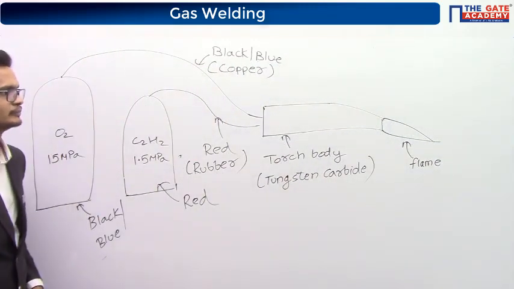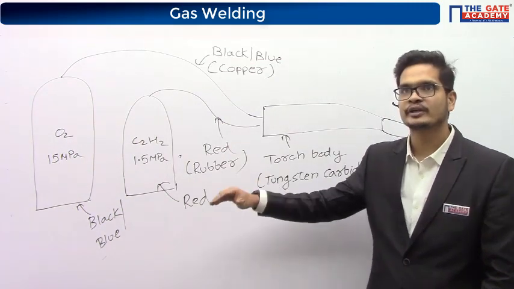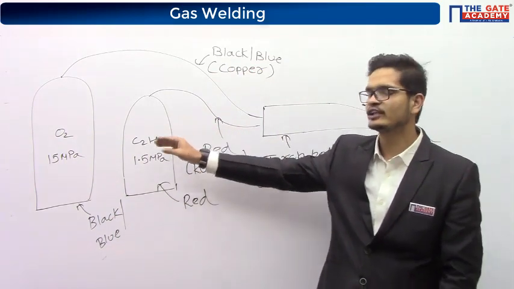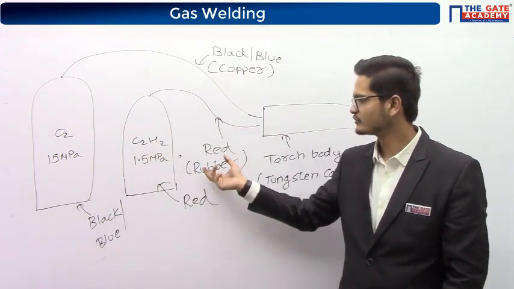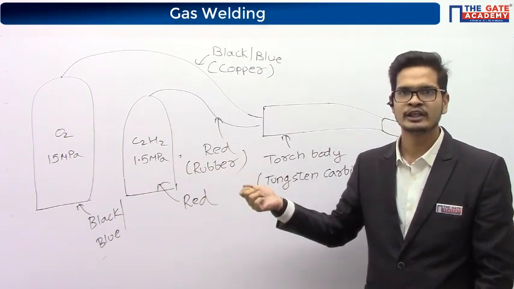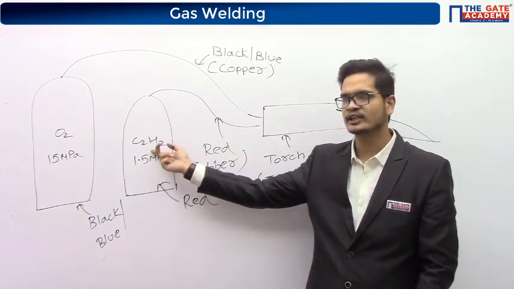Please copy this diagram. It is not why rubber, it is why not copper. We are not using copper with acetylene because it will get decomposed. That's why we use something which is not reactive in nature. We use a rubber which is not going to react with acetylene.